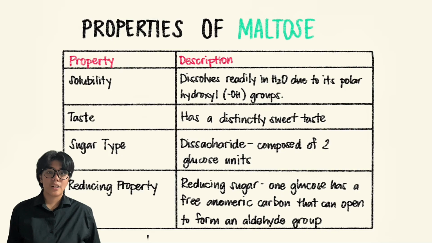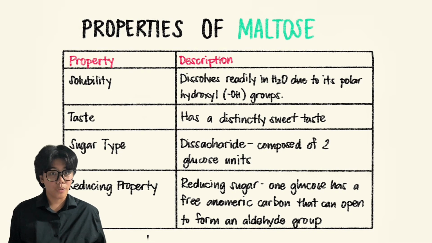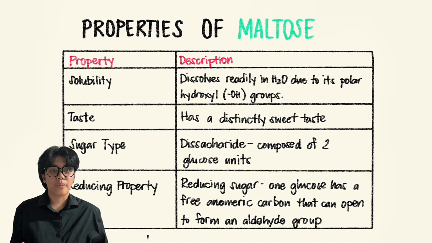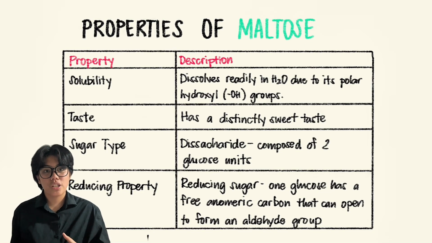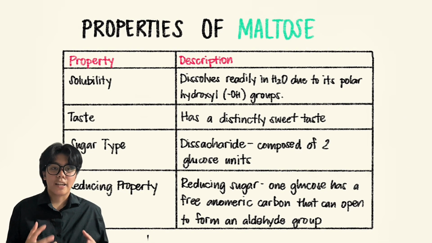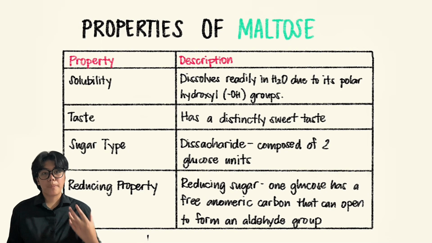And lastly, its reducing property. Maltose is a reducing sugar because its second glucose unit has a free anomeric carbon that can open up to form an aldehyde group. And this aldehyde group can participate in chemical reactions, which is important in diagnostic tests like your Benedict's test. So those are the few properties of maltose.